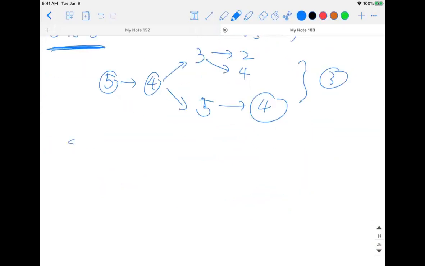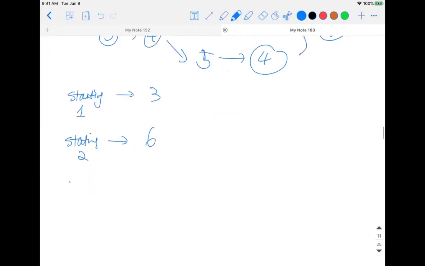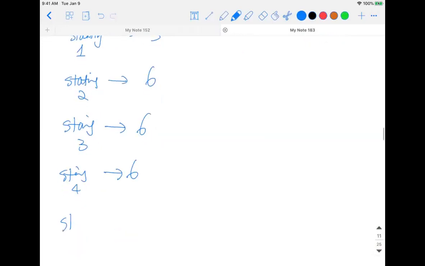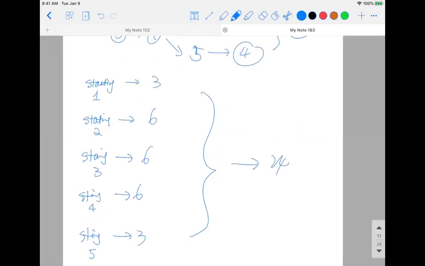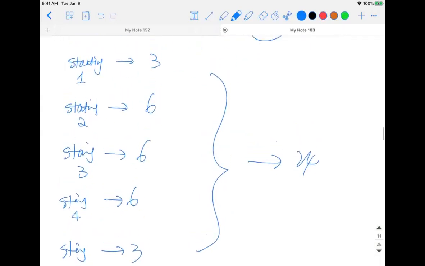So starting with 1, you have 3 cases. Starting with 2, you have 6 cases. Starting with 3, you have 6. Starting with 4, you have 6. Starting with 5, you have 3. So altogether, you have 24 cases in total, right? You have 24 cases in total.